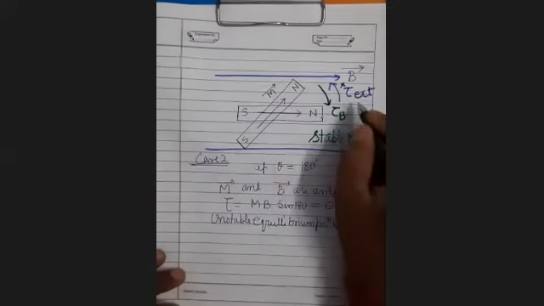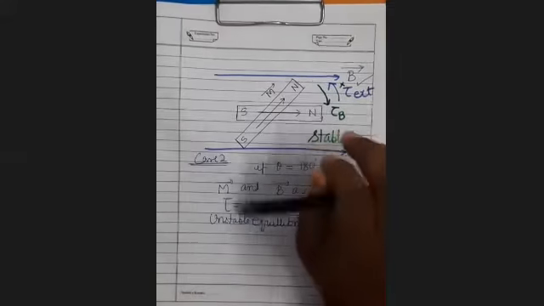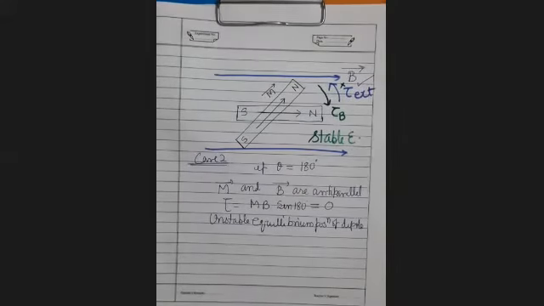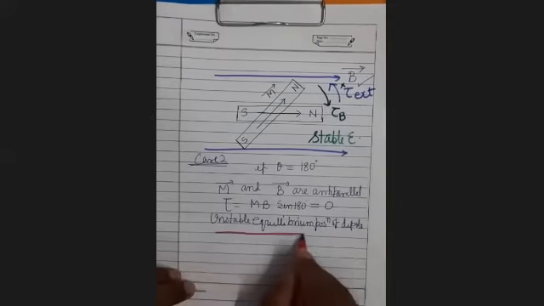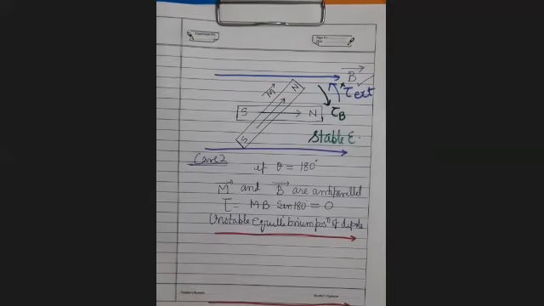Now you will find that if you remove the external torque, it will not come back to the original position. You can see here, now the magnet is placed in this way.